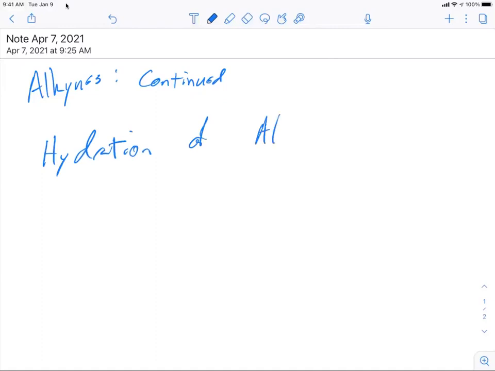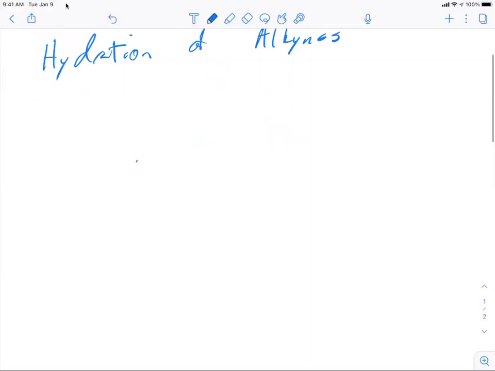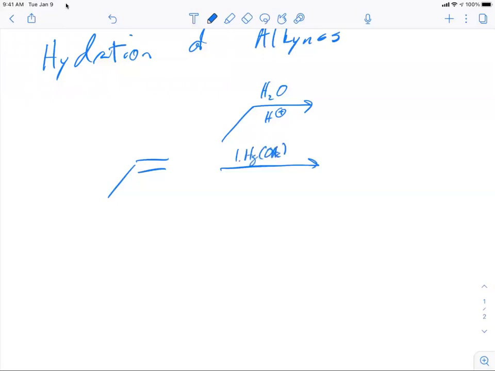of alkynes. And if we remember alkenes, right, we had several ways to do that. We had water and acid. We had our mercury acetate followed by demercuration, right? And we had hydroboration oxidation.